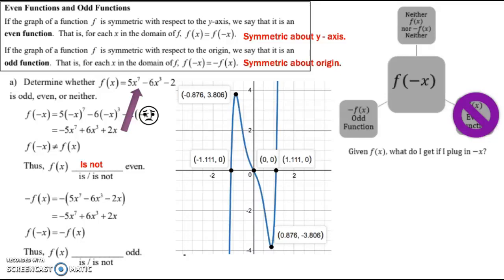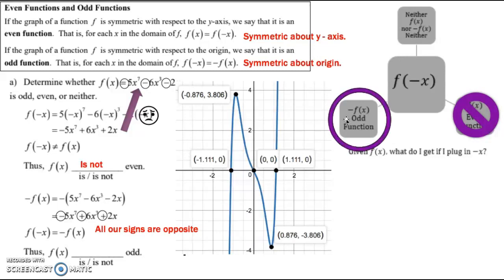Let's determine though, because I do see when I ended up with my signs here, all our signs were opposite from the original. So if I look at my given signs that I found after I plugged in my negative x, and I compare them to the signs up above, notice that they're all opposite. I went from positive to negative, negative to positive, and negative to positive. So my signs were opposite of what I had. Therefore, I know for a fact that my function is odd.